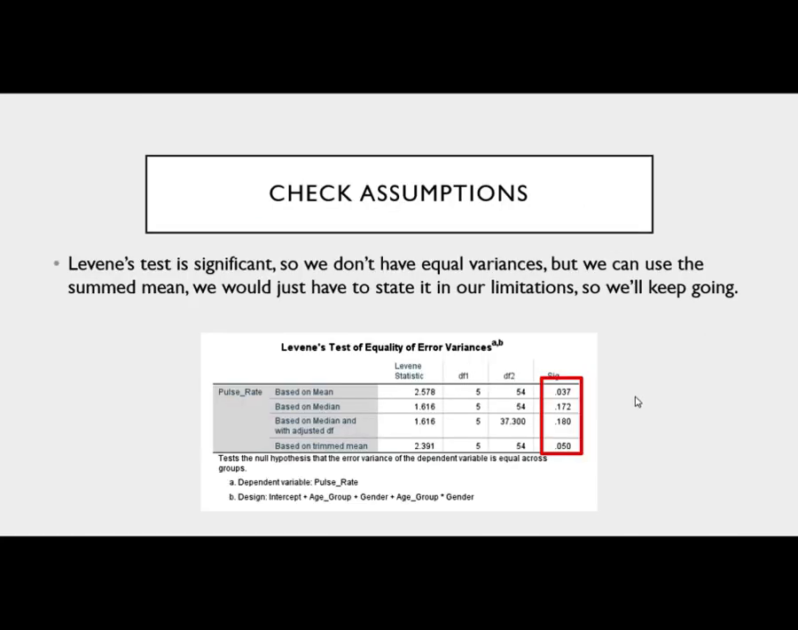So let's check our assumptions. Here, we actually fail the assumption of homogeneity of variance. And in the homework, I want you to just keep on going, even if you fail assumptions, so you can go through the whole process. But we would state it in our limitations. We could just say it met the assumption if we based it on the trimmed mean, so we're going to keep going. And then we'll just let our reader decide whether or not they believe us.